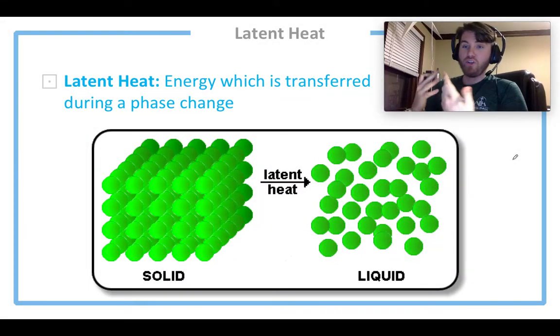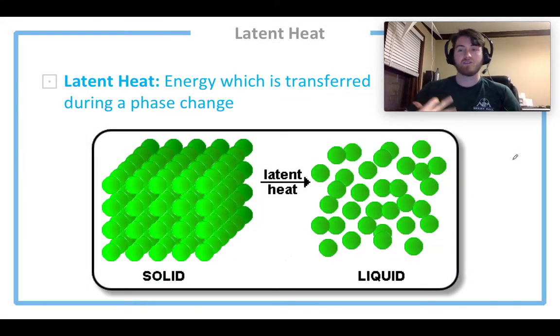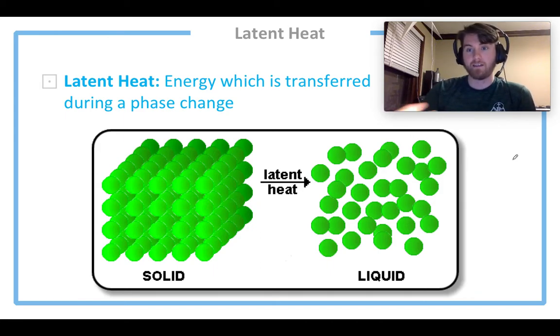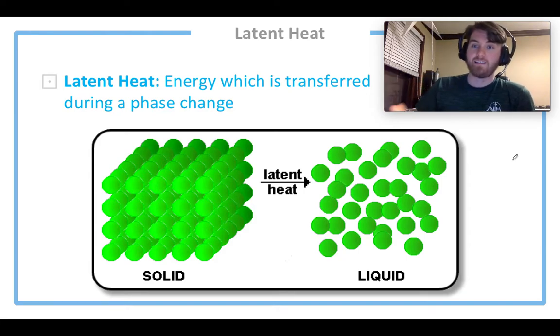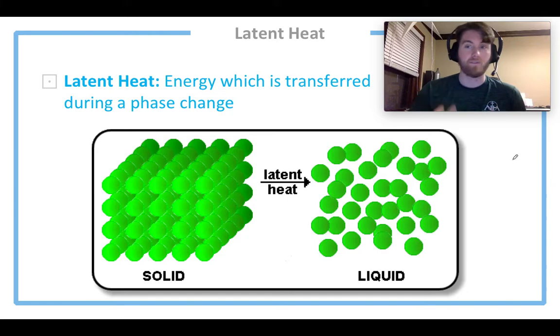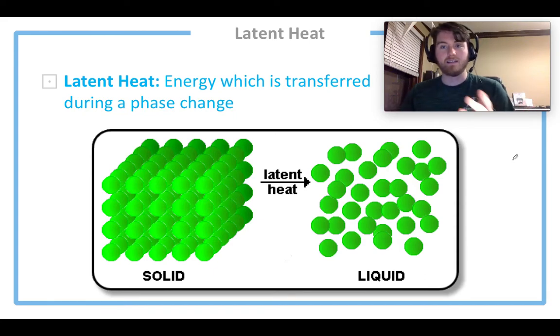Now, you need to first know some terminology. The first term that I'm going to be using a lot during this entire unit is latent heat. Latent heat, or anything latent heat of, means the energy necessary to undergo a phase change. So whatever you have, if you are trying to go from a gas back to a liquid, it's the latent heat of freezing or condensing.